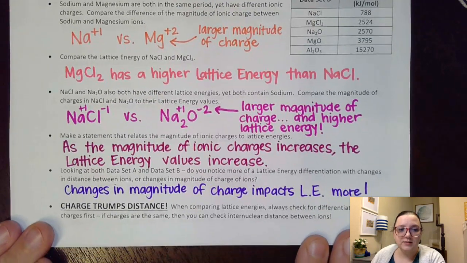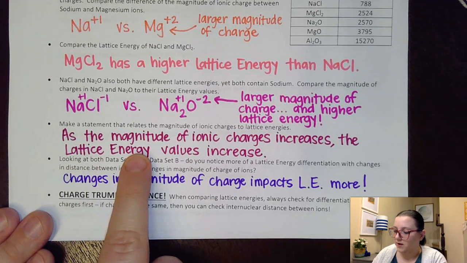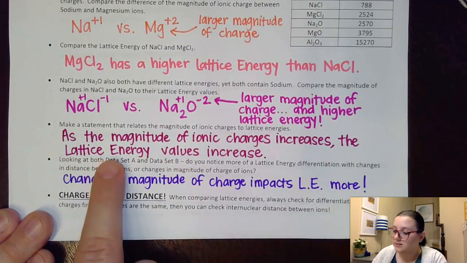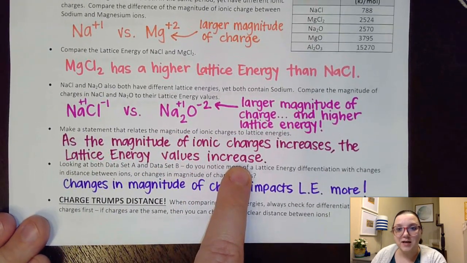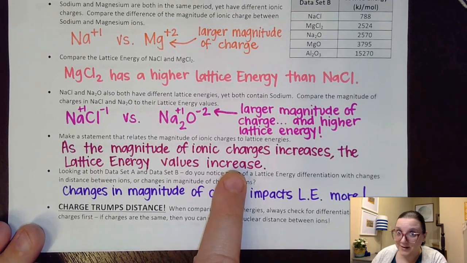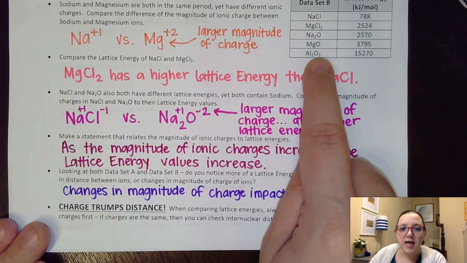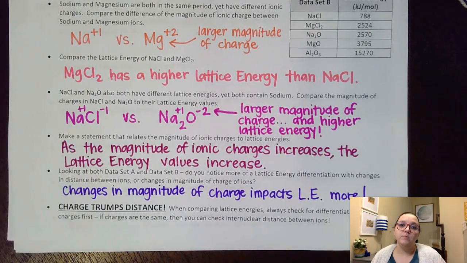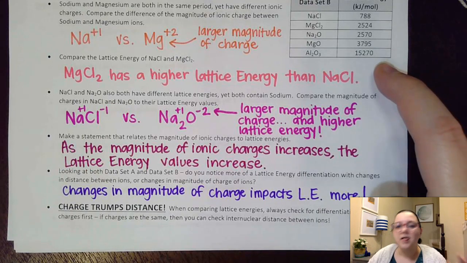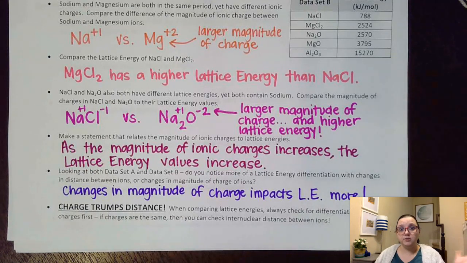So I made my concluding statement here. As the magnitude of ionic charges increases, the lattice energy values also increase. And I can see it does so in a pretty dramatic fashion. I know they didn't ask about it here, but look at this last one down here, Al2O3. We know aluminum has a +3 charge and oxygen has a -2 charge. So those have pretty decent magnitudes of charges. And look how high that lattice energy value got in comparison to all of those other ionic compounds. It takes a lot of energy to break up aluminum oxide. It's kind of crazy how much that increased.